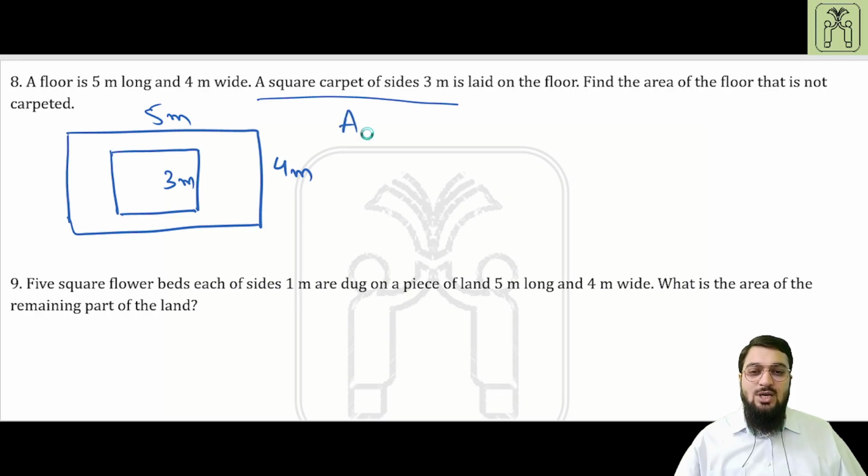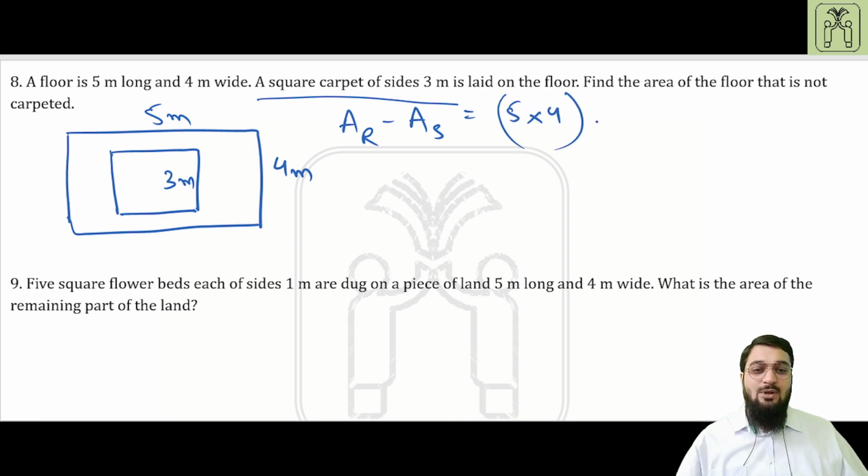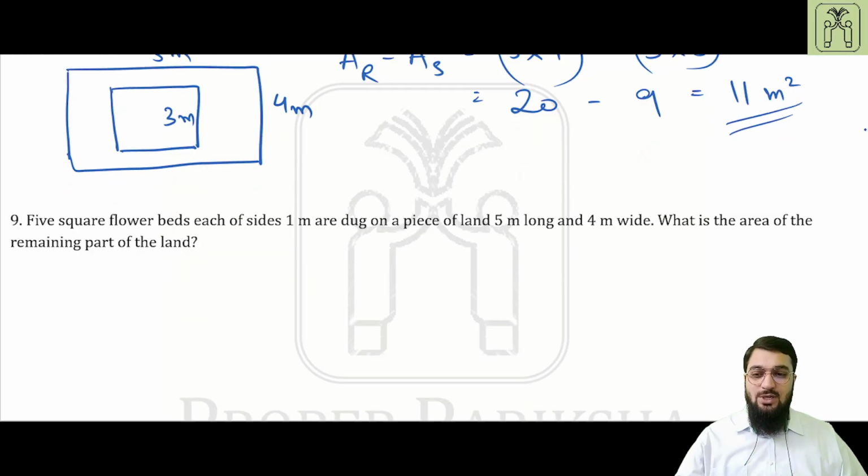The area of floor that is not carpeted. So what we'll do, we'll subtract area of square from the area of rectangle. So AR minus AS will be done. So L1 into L2, so 5 into 4, and then minus 3 into 3. After that, 5 fours are 20, minus 3 threes are 9, and that is 11 meters square, the area that has not been carpeted. So I hope you understand. You just have to subtract the two areas after calculating.